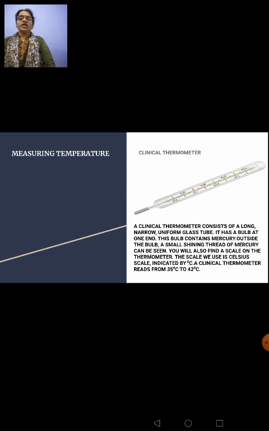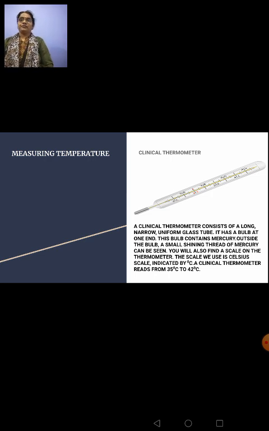A small shining thread of mercury can be seen. You will also find a scale on the thermometer. The scale we use is the Celsius scale, indicated by degree C. A clinical thermometer reads from 35 degrees C to 42 degrees C. So the mercury level should be below 35 degrees C. The increase in the level of mercury tells you the temperature. Okay, this we will learn in detail.